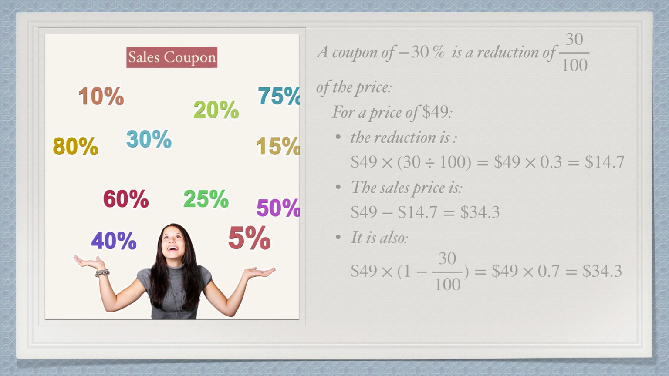And it is also $49 multiplied by 1 minus 30 hundredths. That is $49 multiplied by 0.7. That is $34.3.